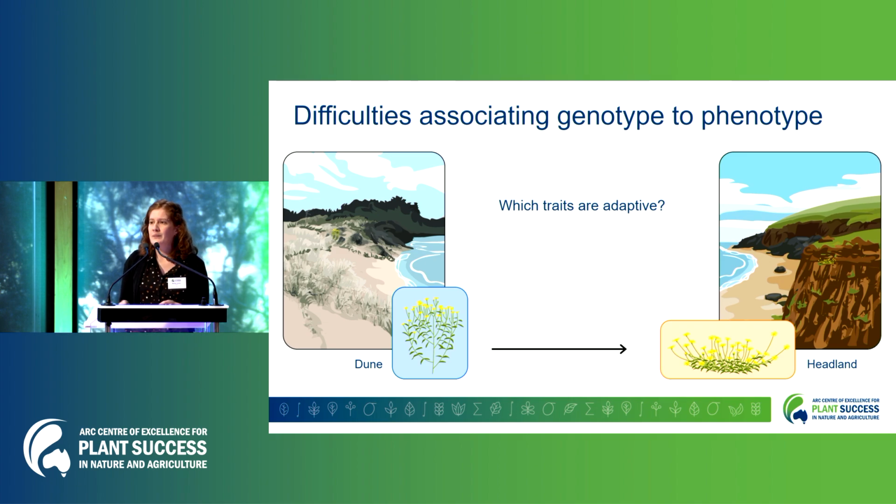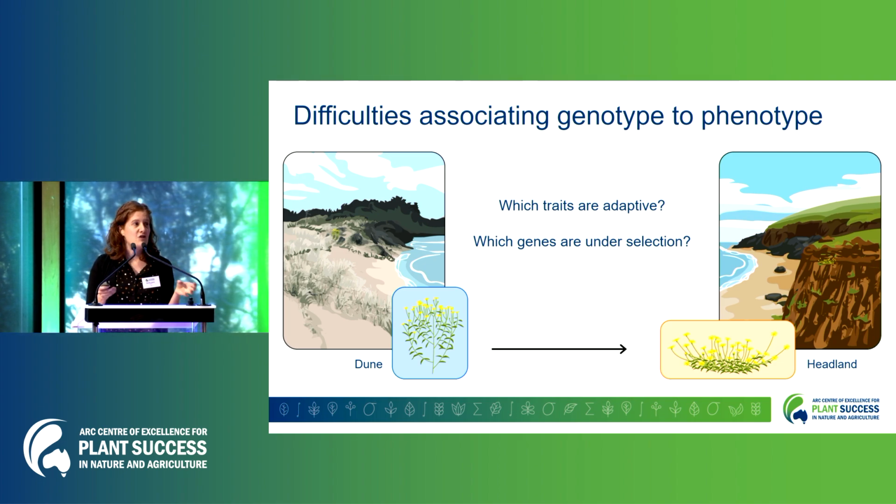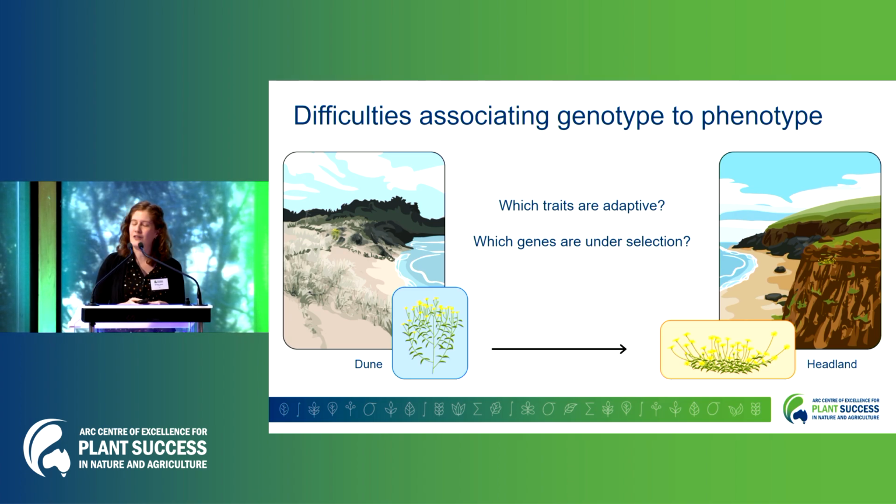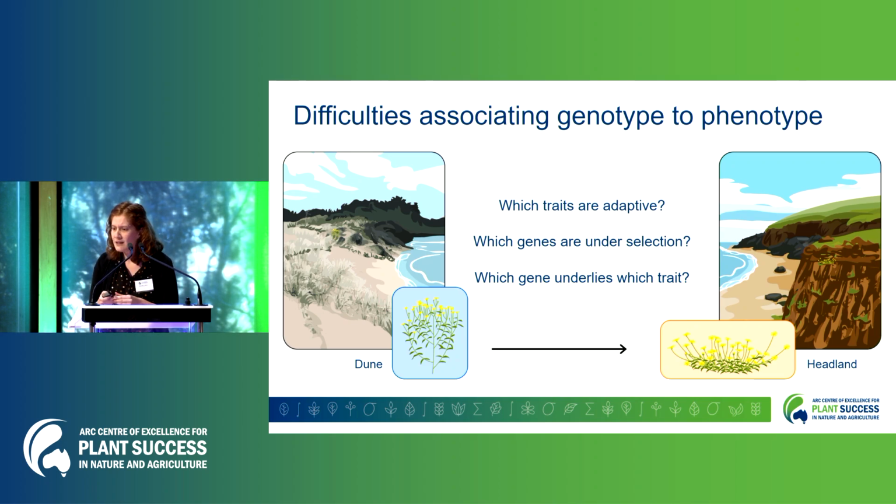Well, then you might go on and do some population genomics approaches to look for signatures of selection in the genome to ask which genes are under selection. But again, just because variation in a gene is different between the populations does not necessarily mean the gene is involved in adaptation. Then, on top of this, you do not know which genes underlie which trait. So how do we deal with these problems?